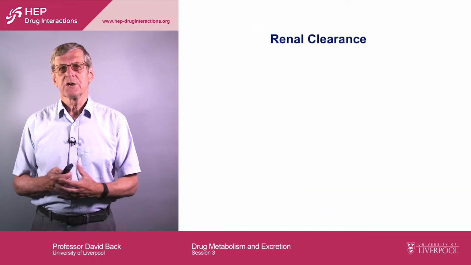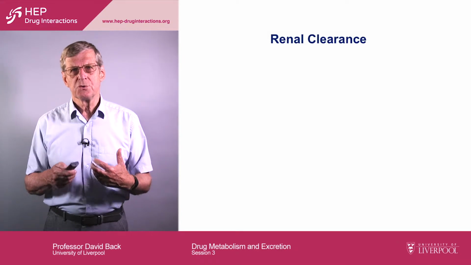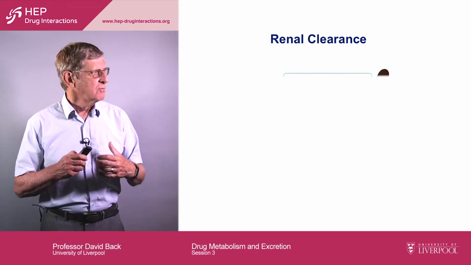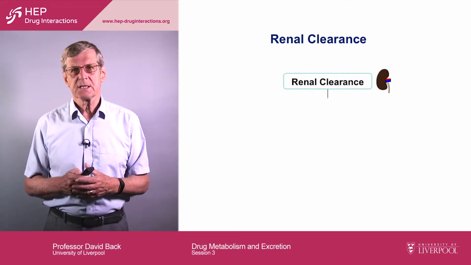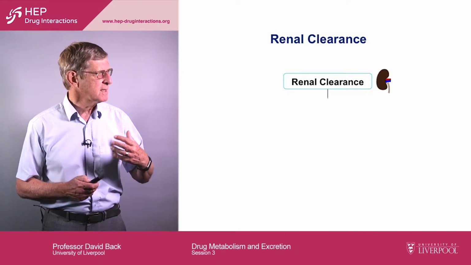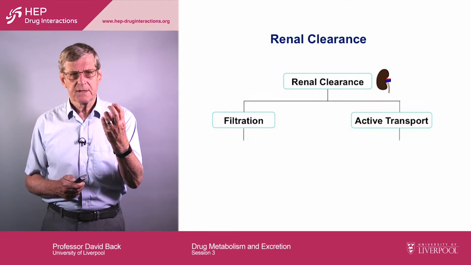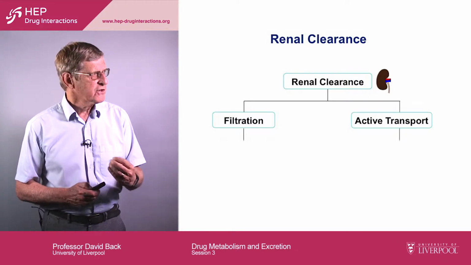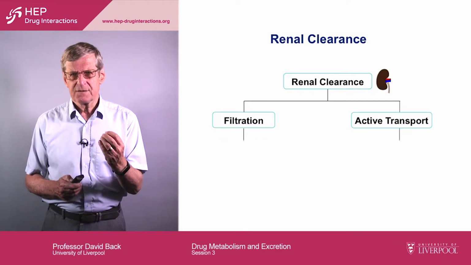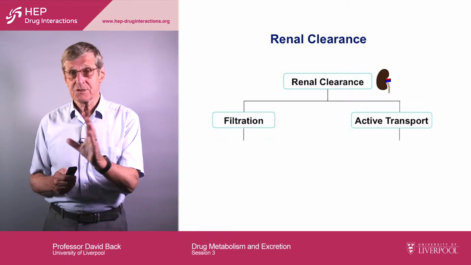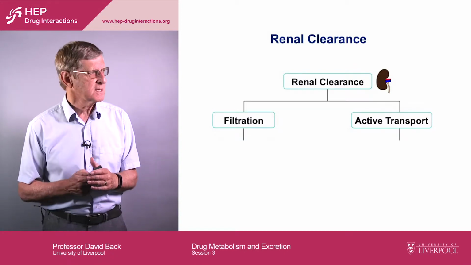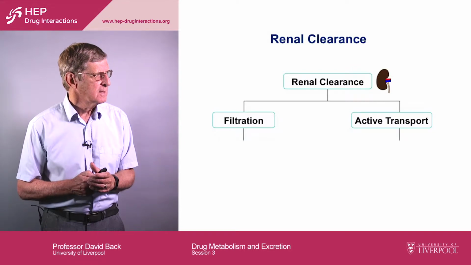So finally, let's turn our attention in this module to renal clearance. Renal clearance is an important process for the elimination of some drugs. Many drugs can be filtered. If they're small molecules, they're filtered in the glomerulus. Other drugs undergo active transport using, again, the transport shuttles, the transport proteins in the proximal tubule.